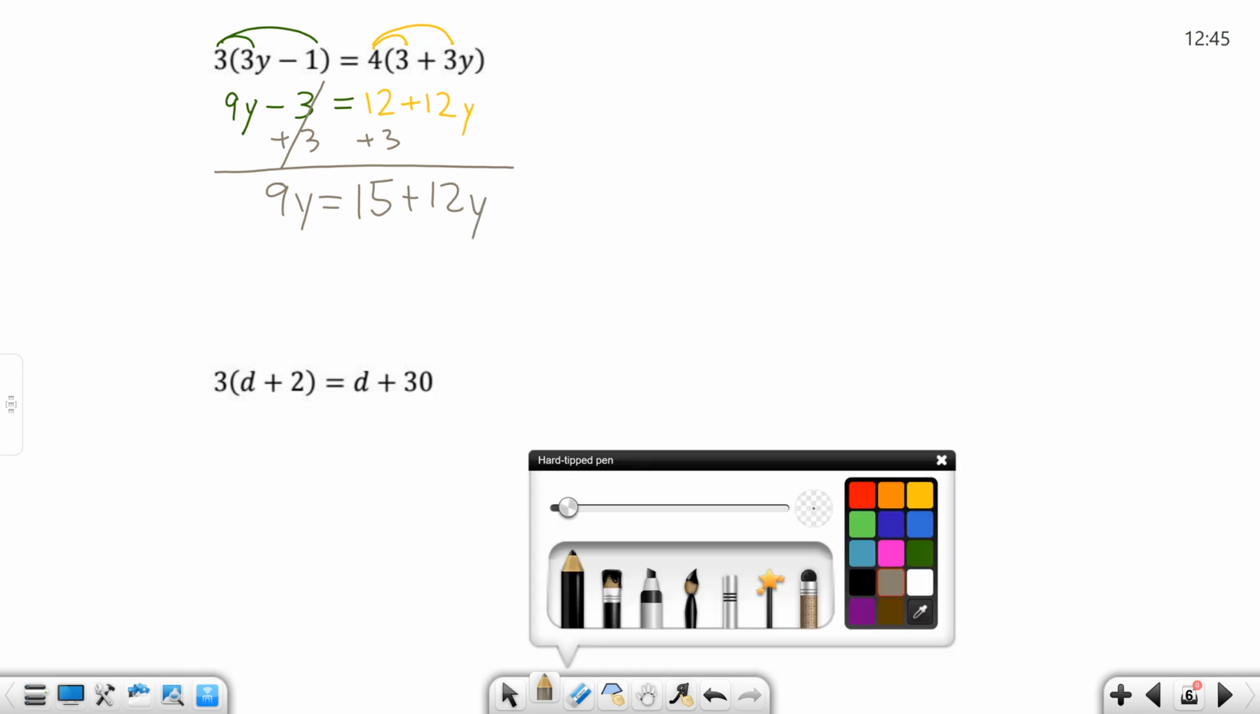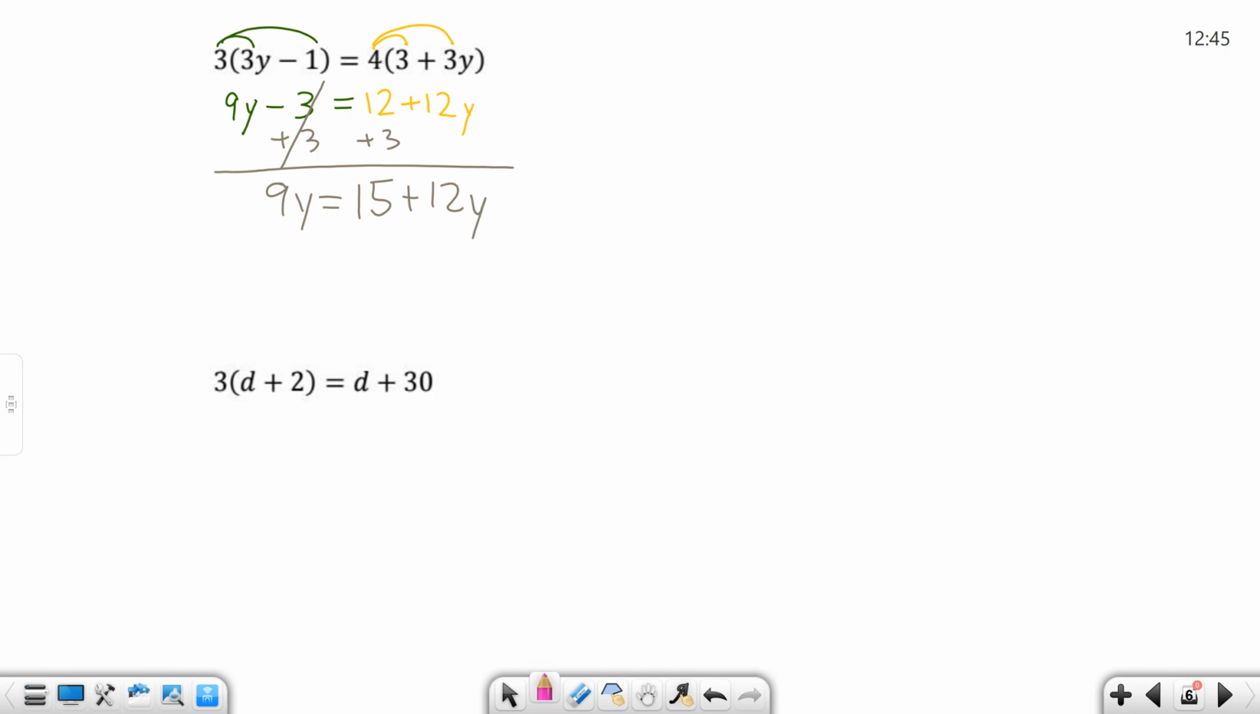And then I'm going to come down here and say, okay, what do I do next? Well, now I have a best move. Once I make a choice, I chose to move -3. You could have chosen to move 12 or 9y or 12y. Once you choose something to move, then you have a best move. Since y's are by themselves, I need to move the 12y over. So I'm going to do that by subtracting 12y from both sides. And when I do that, that cancels on the right. I get 9y minus 12y on the left, which is -3y equals 15.